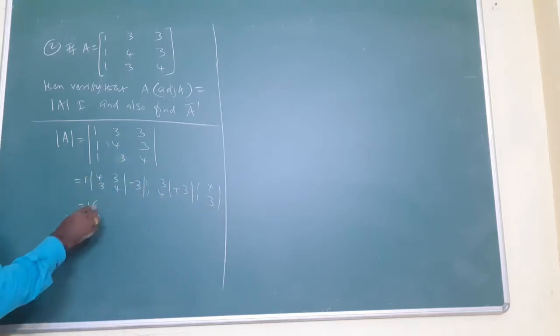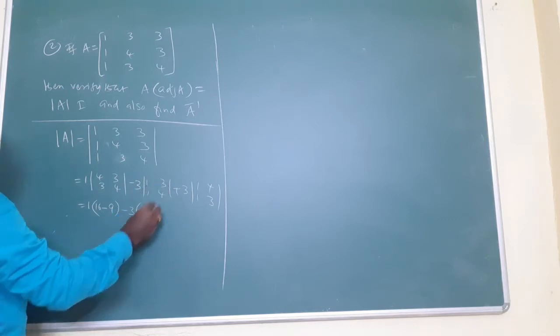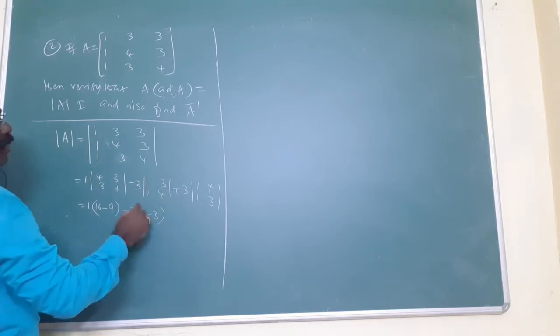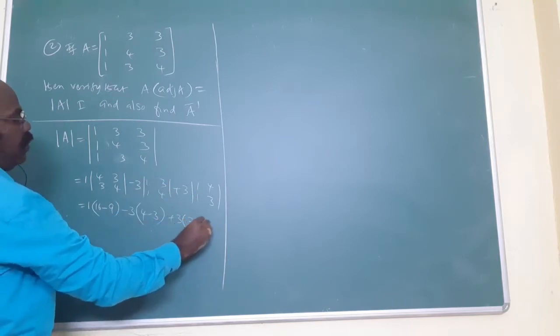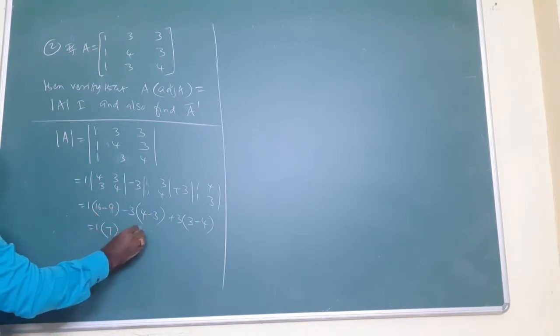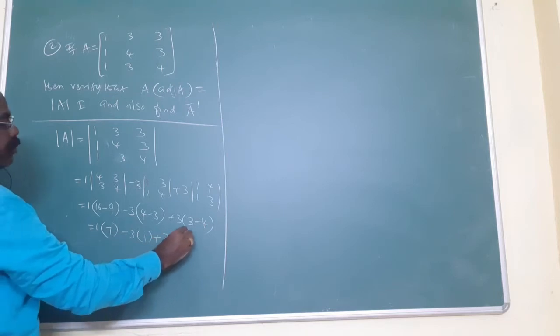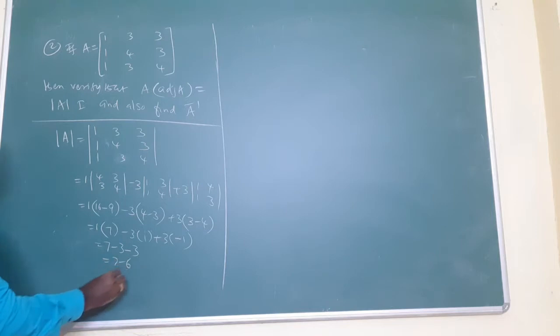Next, 1 into cross multiply: 4 fours are 16 minus 9. Minus 3 into 1 four is 4 minus 3. Now close the bracket. Plus 3 into 1 three is 3 minus 4. Now 1 into 16 minus 9 is 7. Minus 3 into 1. Plus 3 into minus 1. Now 7 minus 3 minus 3. That is what? 7 minus 6, which is 1. Determinant of A is what? 1. This is the first answer.